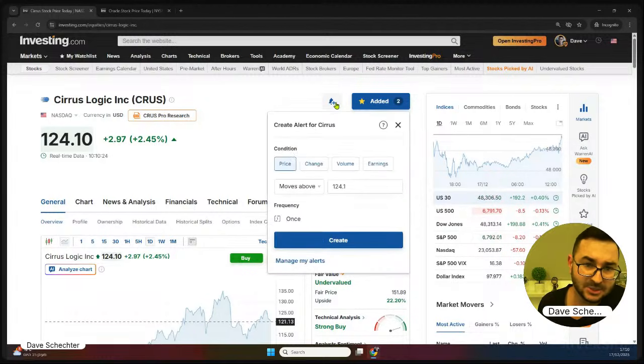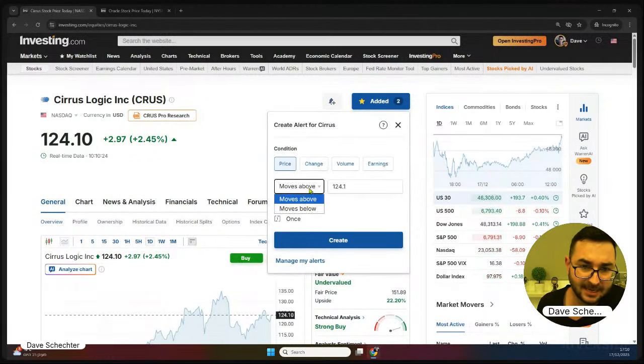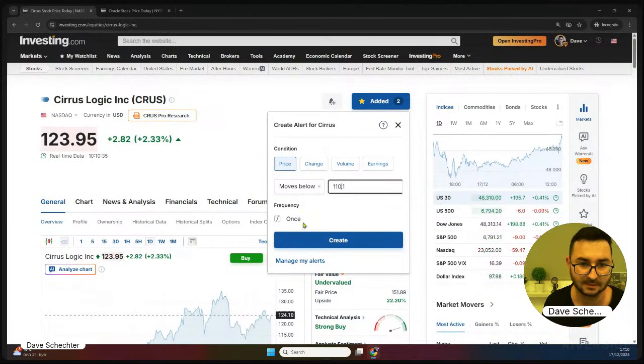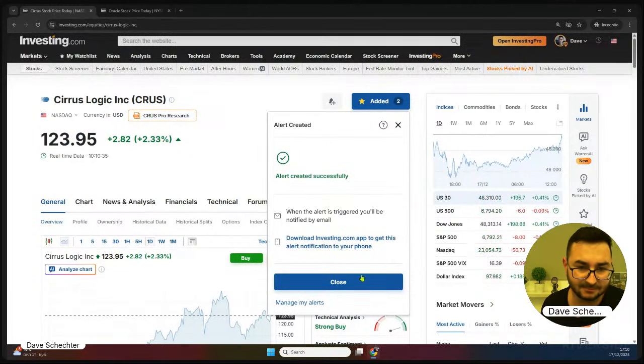So why don't we just make an example here. Let's say the price right now is 124. Let's say I want to be notified if this price moves below 110. Excellent. So I'll go ahead and create it.